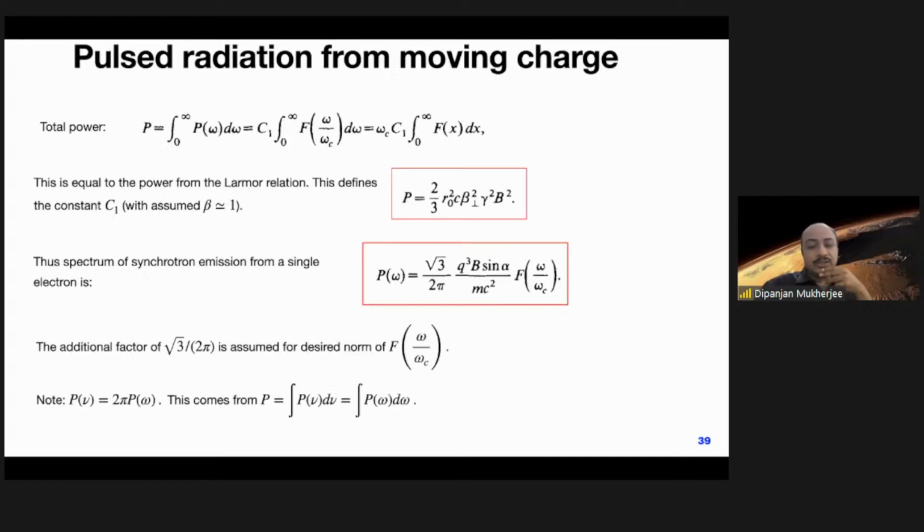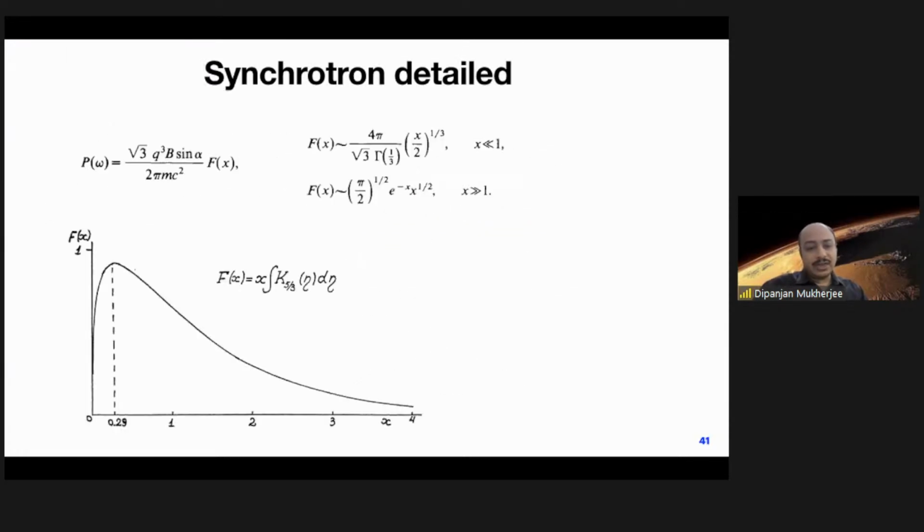This function F(x) can be derived from the more formal derivation. This was done in the early 1960s, and the expression of the function F(x) was given by Westfold in 1959. These are called the Westfold integrals. What this function F(x) looks like is something like this. Again, x is the ratio of the frequency to the critical frequency, and it is related to the Bessel function.